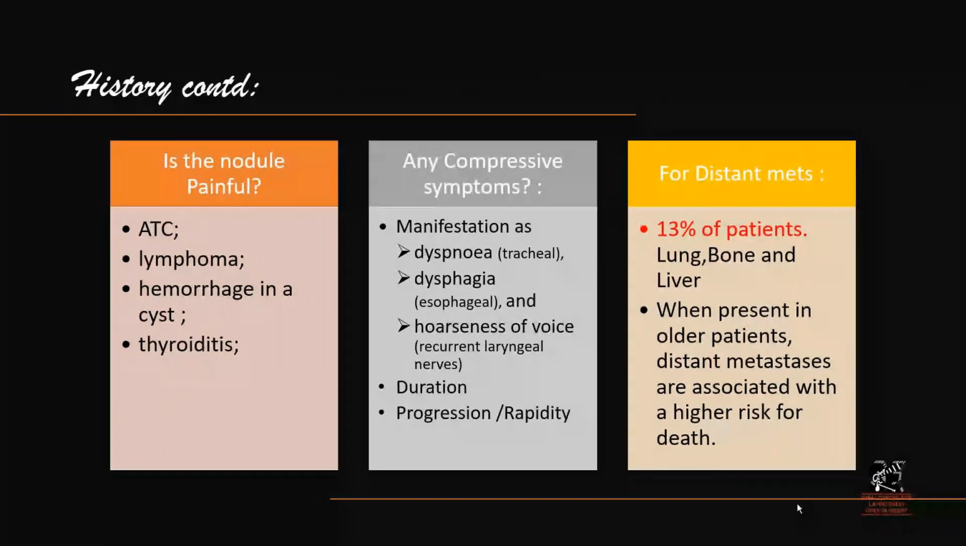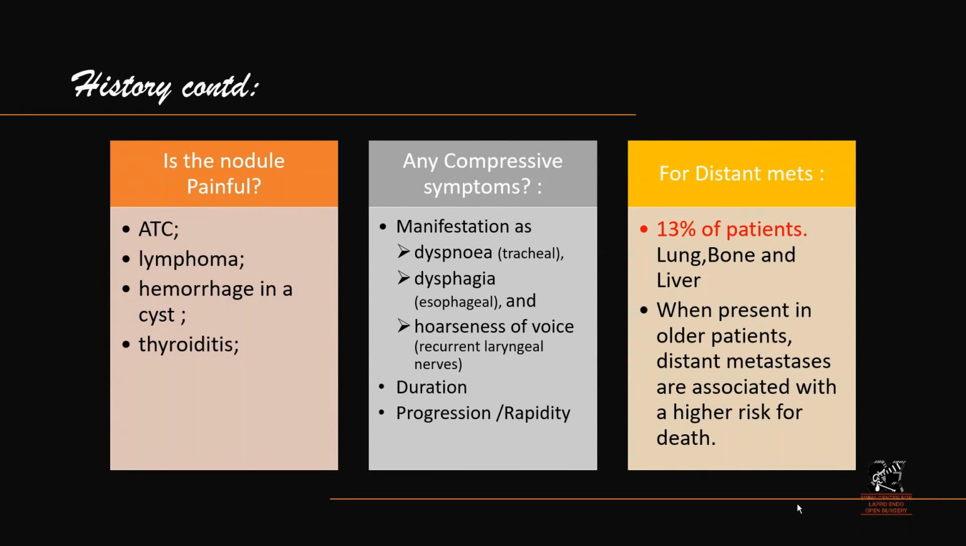Continuing the history forward, now what do you want to know from the patient? Whether your nodule is painful or not. Normally, they are painless nodules. If it is painful, it could be a number of possibilities. One, it could be an anaplastic thyroid cancer nodule, it could be a lymphoma nodule, it could be a hemorrhage in a cyst, or it could be thyroiditis. Next, are there any compressive symptoms? Like, for example, dyspnea because of tracheal compression, dysphagia, esophageal compression, hoarseness of voice, recurrent laryngeal nerve involvement. What is the duration? The duration for which these symptoms have been present, and how fast have they progressed?